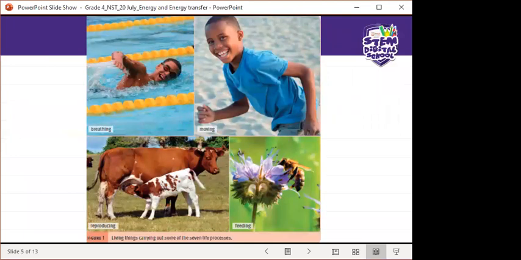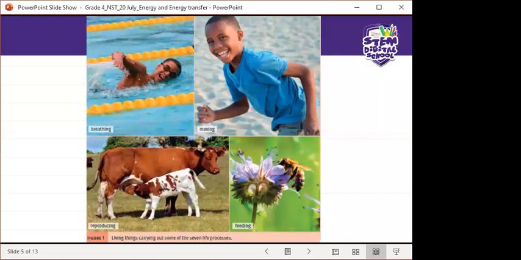So here we have examples of breathing. Someone who is swimming also needs to breathe as they are swimming. And then this picture here on the right is moving. And here we see a cow with a calf, and that is just indicating to us a process of reproduction. So it has reproduced. And on the bottom right we see a bee. I think it's getting some nectar from the flower. So it is feeding.